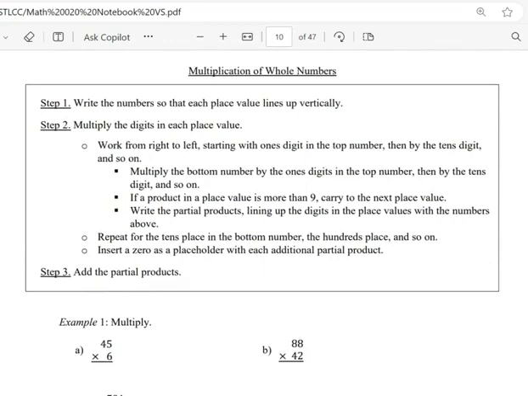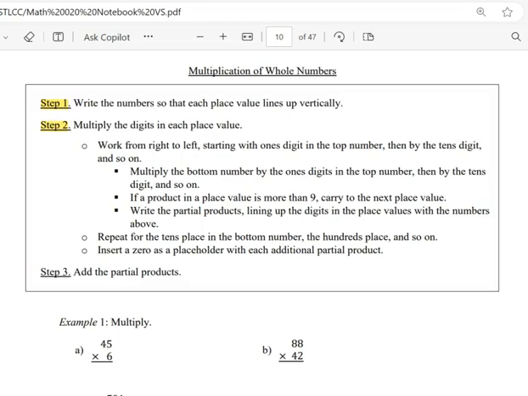Okay, so to multiply whole numbers, in step 1, you are going to write the numbers so that each place value lines up vertically. So you're going to line it up on the right. Again, place value keeps coming up. That's the reason why we started with reviewing the place value in numbers.